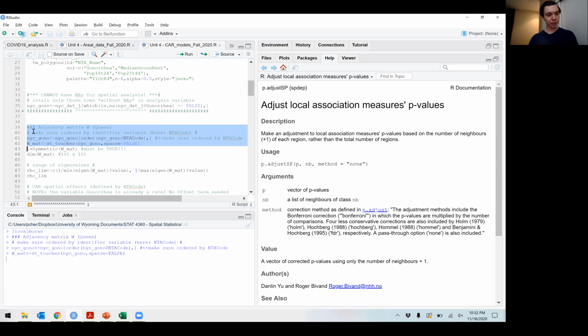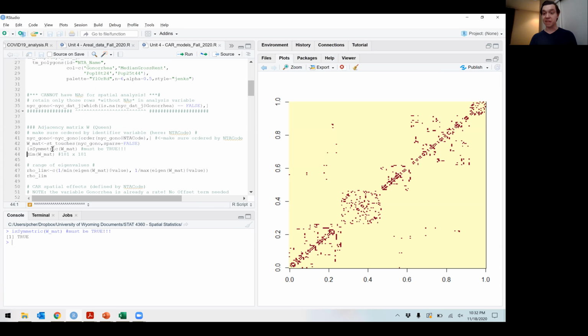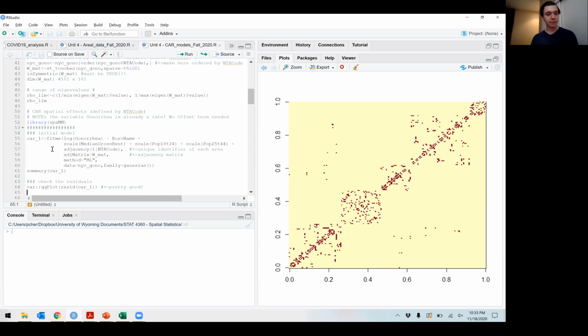All right, here I'm putting together the adjacency matrix. If I want to visualize what that looks like, I can run this image command, and it will output the ones and the zeros inside of that adjacency matrix, right? Only two values, ones and zeros. Ones when the neighborhoods are touching, zeros when they're not. I'm going to ask if my matrix is symmetric, and it is, and that's apparent. And its dimension is 181 by 181 as promised.